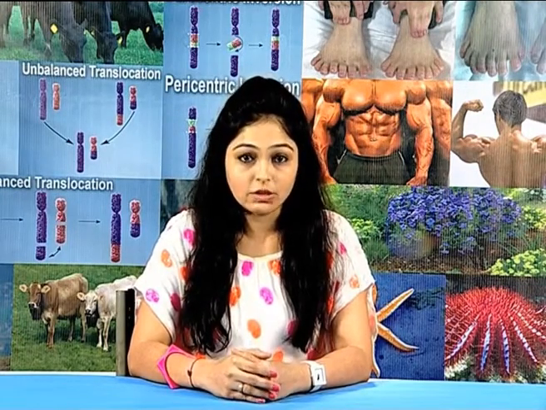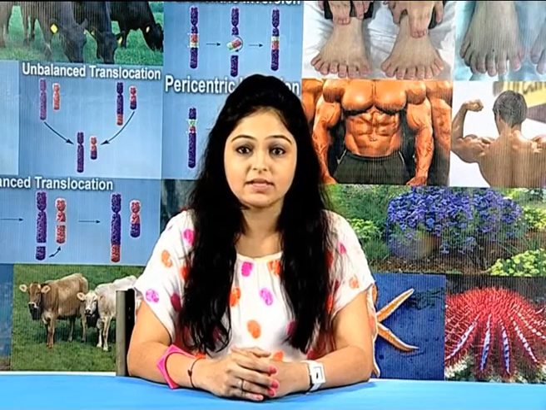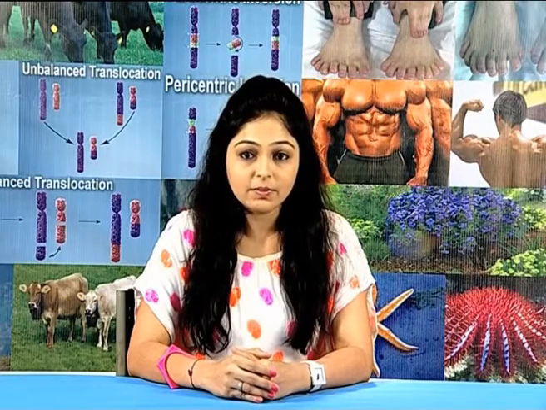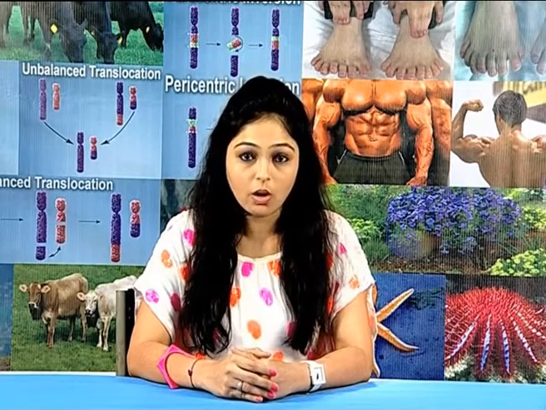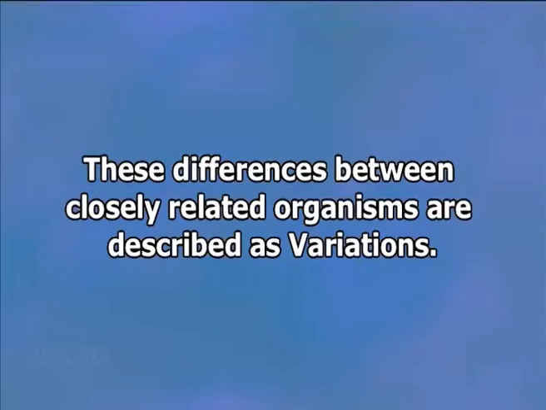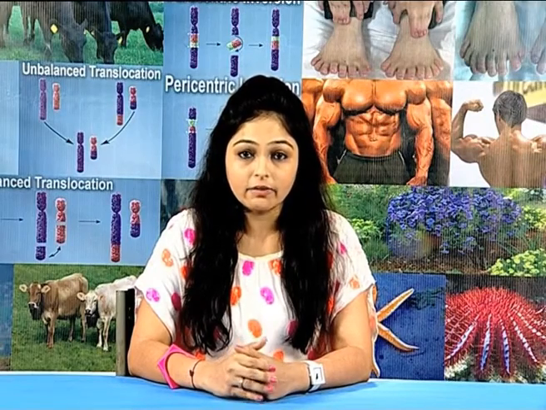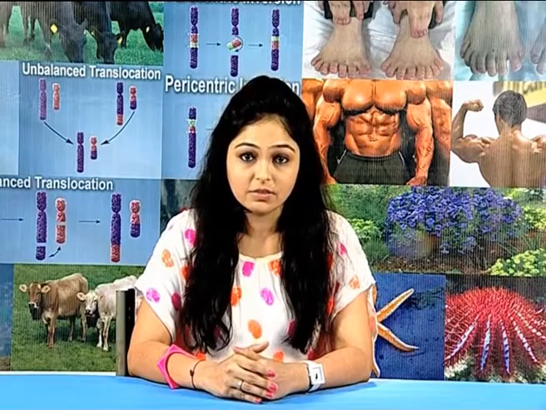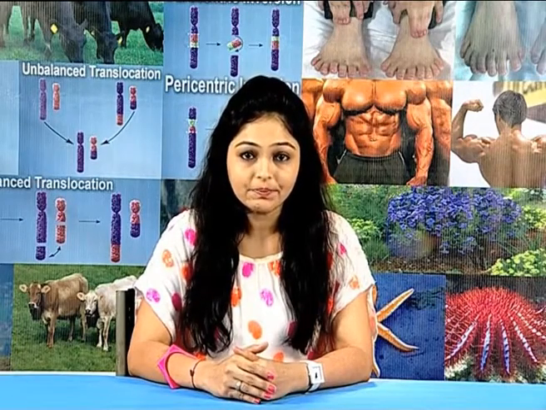No two individuals of a species are precisely alike. It has been observed that the offsprings of the same parents, or the offsprings of the same litter, and even the twins are not exactly alike. These differences between closely related organisms are described as variations. Variations advocate that no two organisms or parts of the organisms are precisely alike.